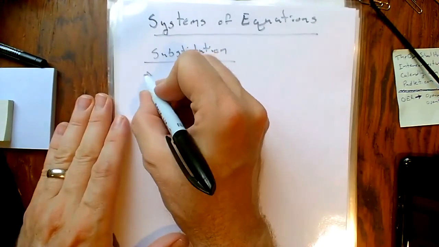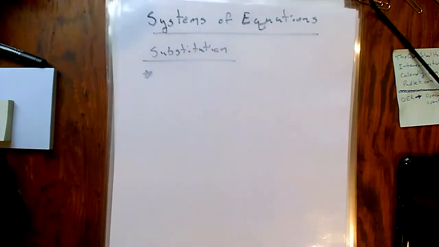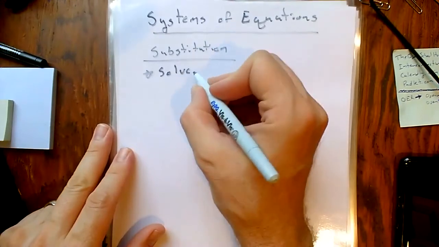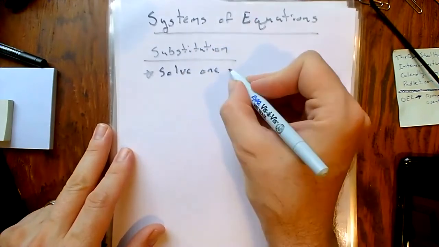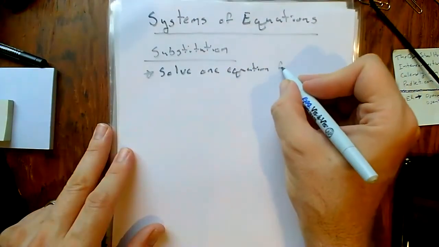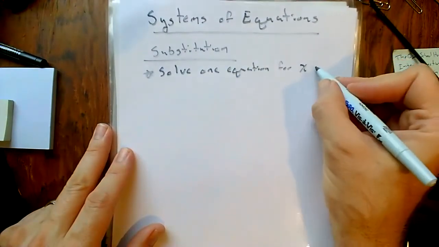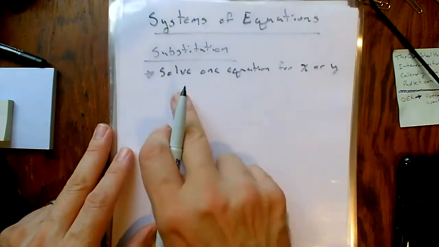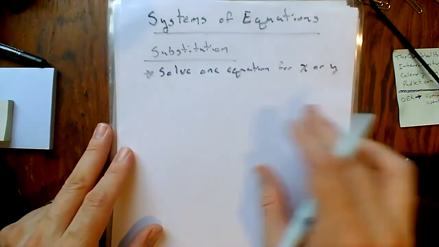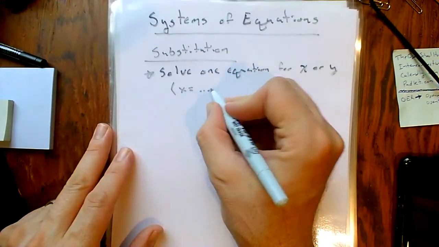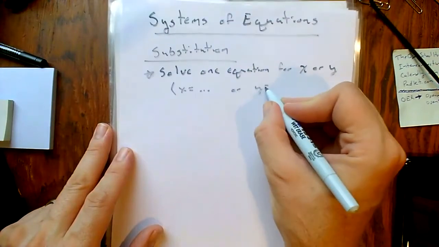So our first step is, oops, my pen is not working very well. Our first step is we're going to solve one equation for either x or y. That's going to give us something. So we're going to be left with something that looks like either x equals something or y is equal to something.